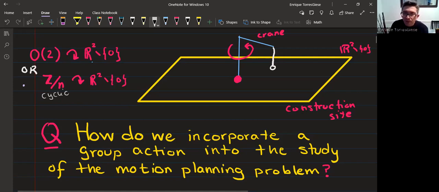So the question is, if you think about the motion planning problem here, let's say you want to go from some point A over here to some point B. What you could say is, why don't we take advantage of the fact that the construction site has a crane working here? We can lift this up, rotate, deliver it over here, and then construct a path from, let's say, A' to B. So that's the kind of thing that we would like to do in the context of motion planning: incorporate the group action into the study of this problem.